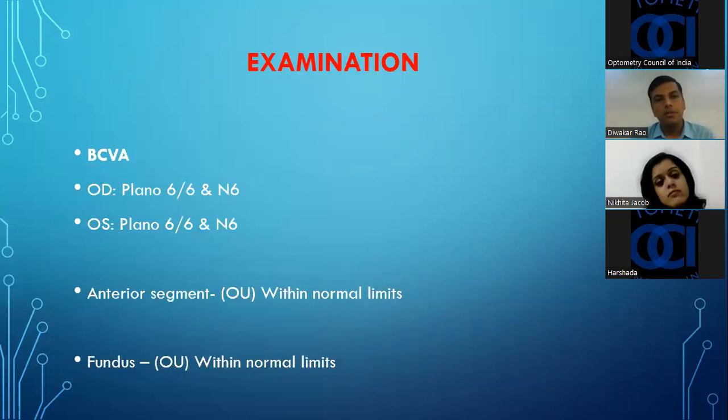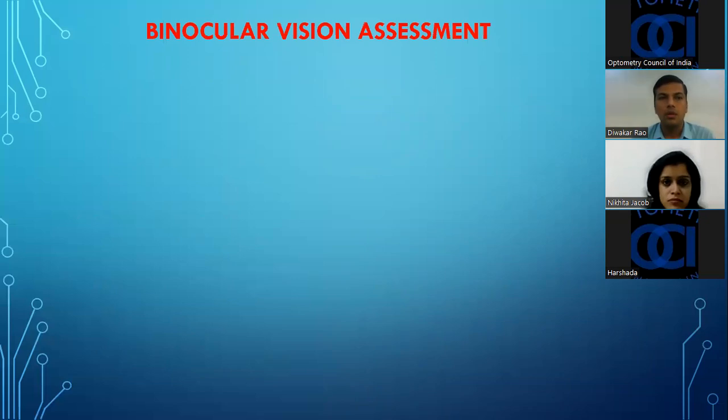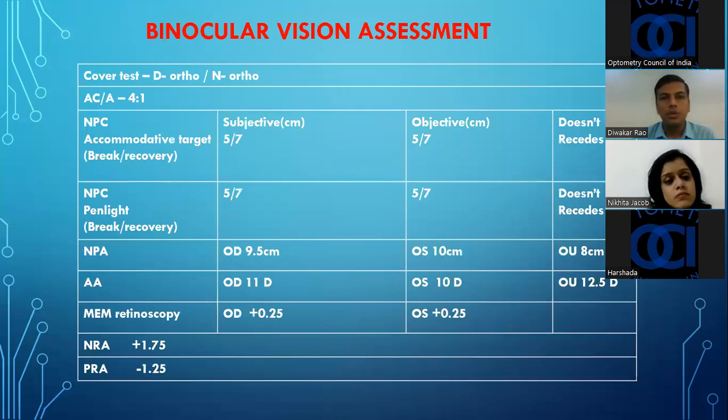The best corrected visual acuity is plano 6/6 N6 in both the eyes. Anterior segment findings are within normal limits and posterior segment findings are within normal limits. So we did a binocular vision assessment for this patient. A cover test was ortho for distance and near.